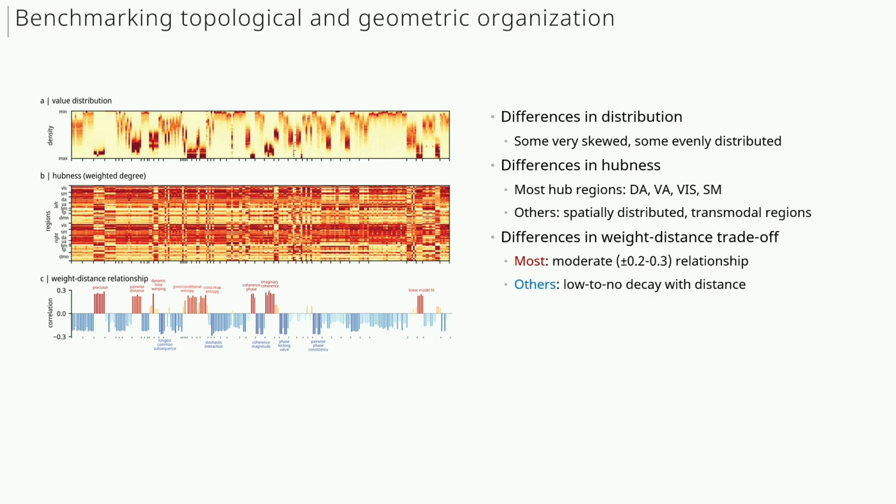The first is negative correlation with interregional Euclidean distance. And overall, most measures are moderately correlated with distance. There are several measures, however, having a weaker relationship.